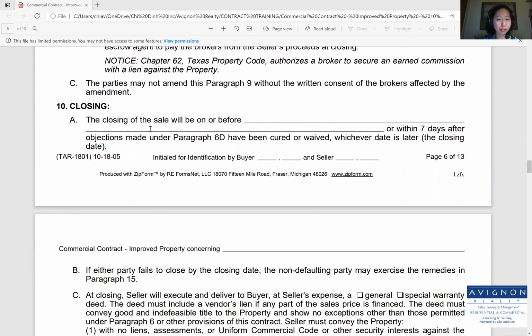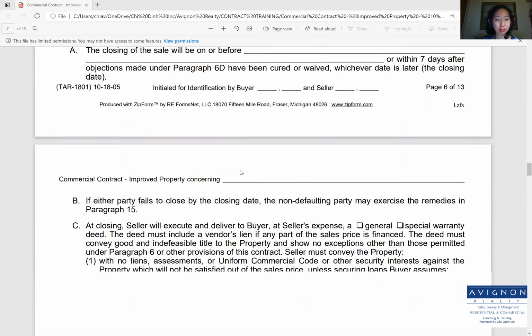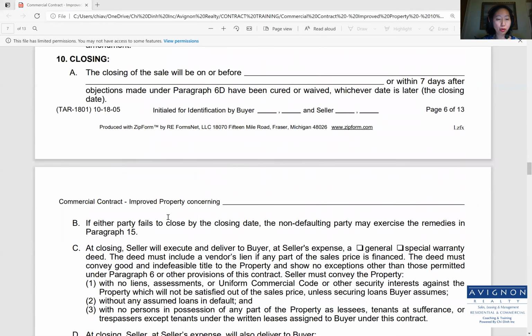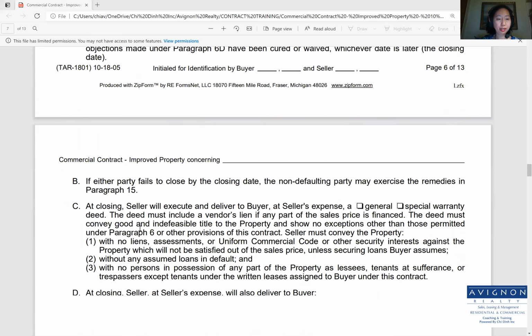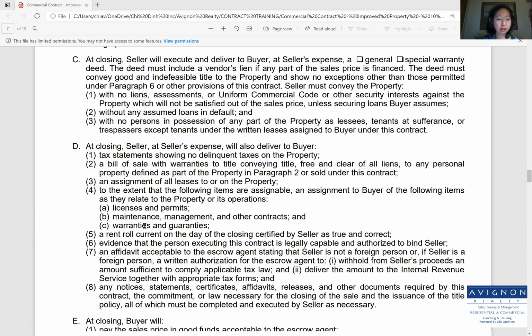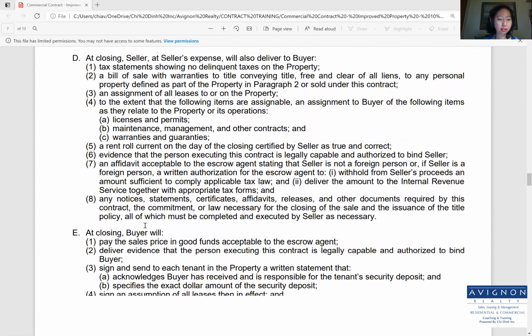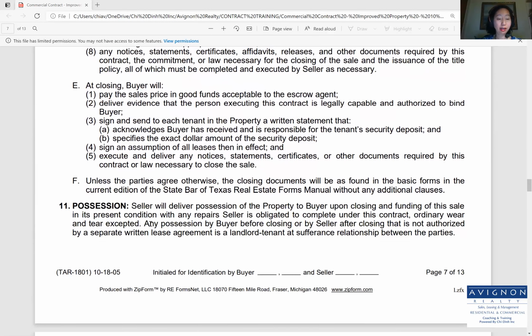The closing of the sale would be on or before this date, or within 7 days after objections made under paragraph 6 have been cured or waived, whichever date is later, the closing date. And then more on closing: B, C, D, E, and F.